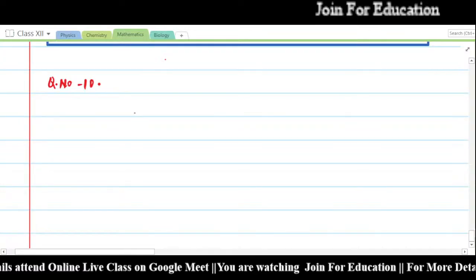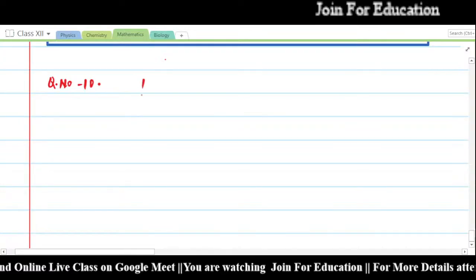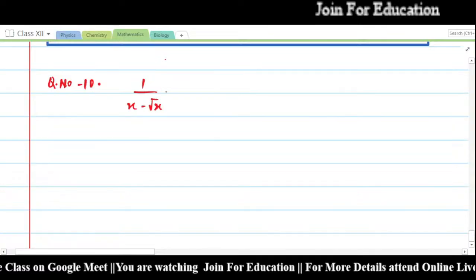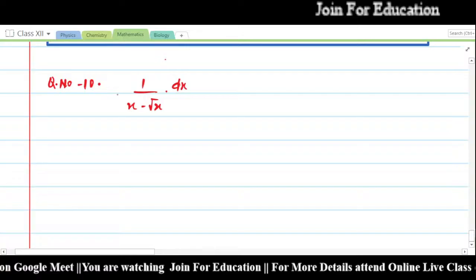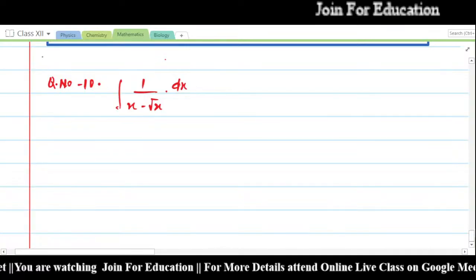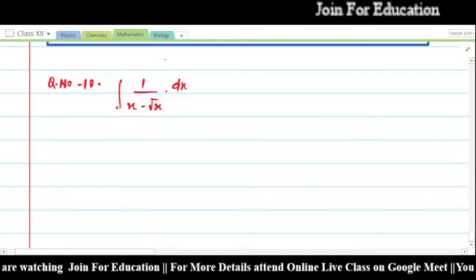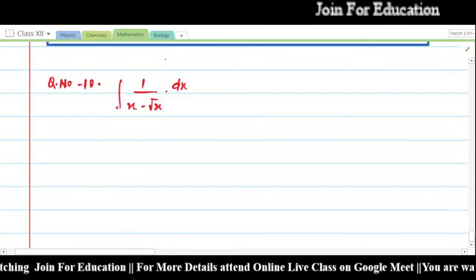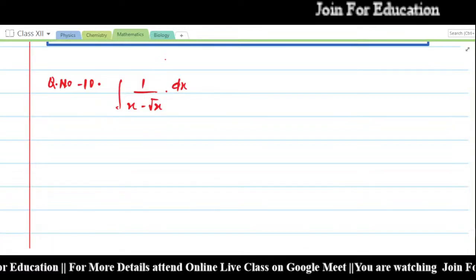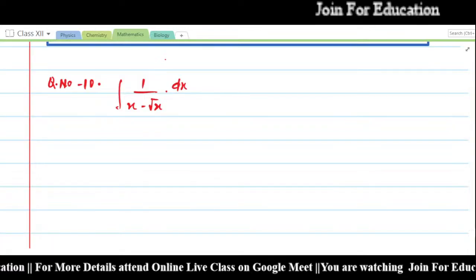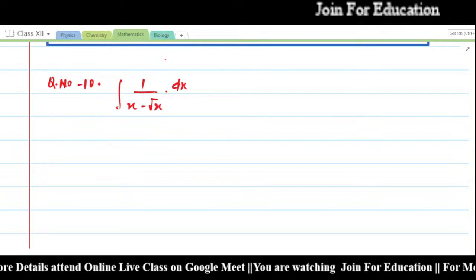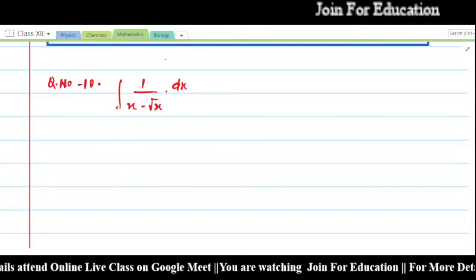This is question number 10: integration of 1 by x minus root x into dx. Here is the integration symbol. Let's see the solution of this question based upon the substitution method and the general formula: integration of x to the power n equals x to the power n plus 1 by n plus 1, plus c. Let's see the solution.